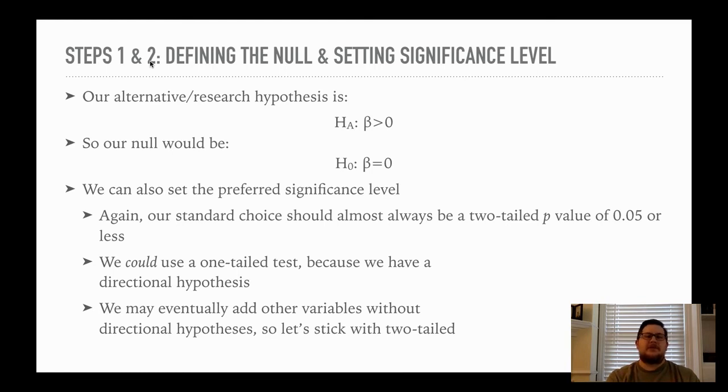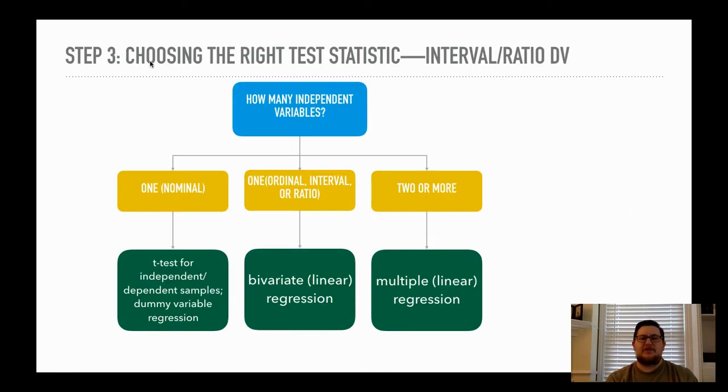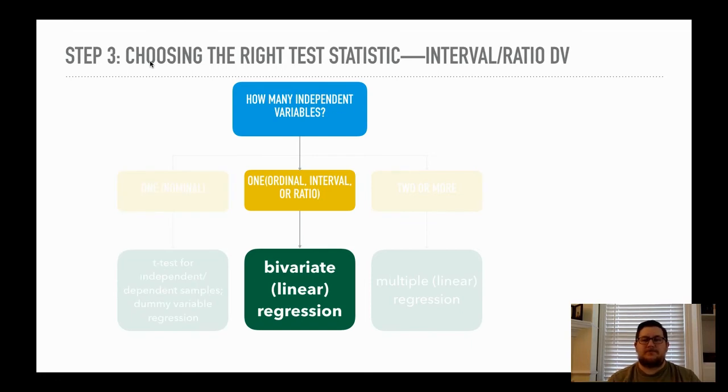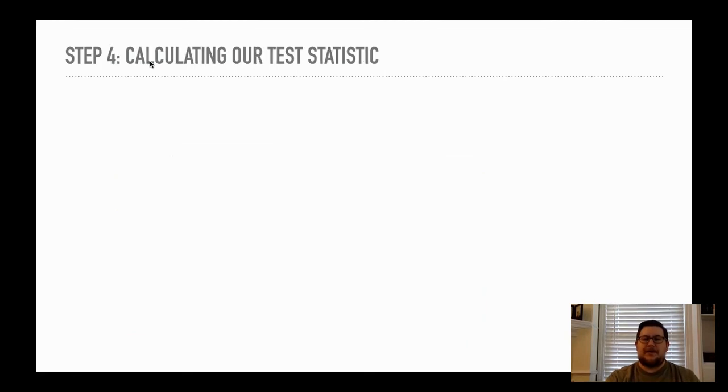Now we need to select our test statistic. This is that flow chart that I showed you. If you have an interval or ratio dependent variable, how many independent variables do you have? For now, we're only going to work with one. You could use dummy variable regression if you have a nominal independent variable. We'll come back to that. Or you could use bivariate linear regression. If you have multiple, then you would use multiple regression. We are going to focus on this middle one, bivariate linear regression. Now we calculate it.